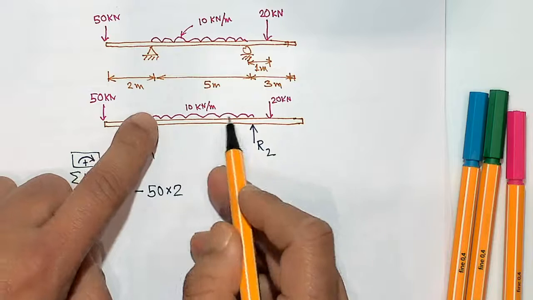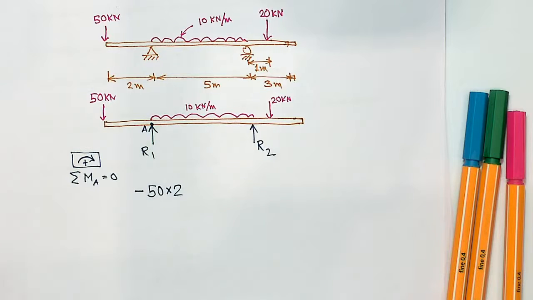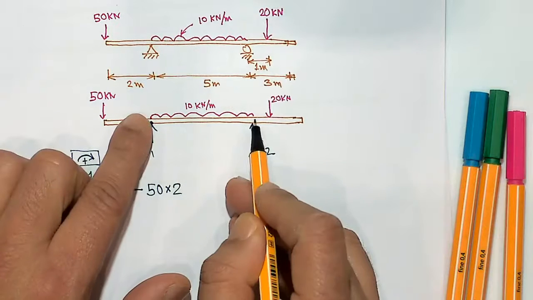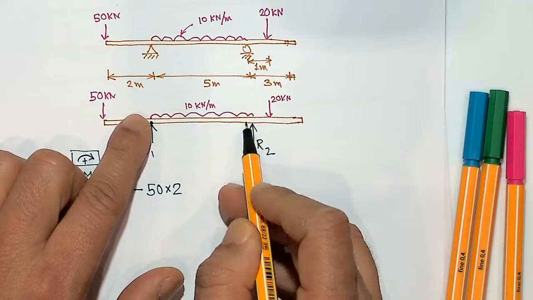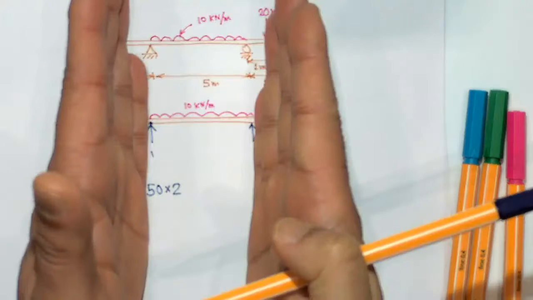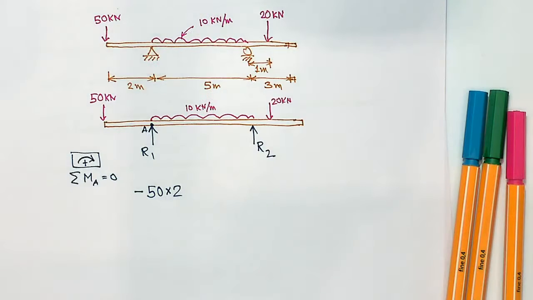What about this 10 kilonewton per meter? The way to deal with this is to find out the total load of this UDL. Whenever you have a distributed load, be that uniformly distributed, triangular or parabolic, any form of distributed load, first find out the total load and then find out where the centroid of that load is, because that's where we'll calculate the moment about.